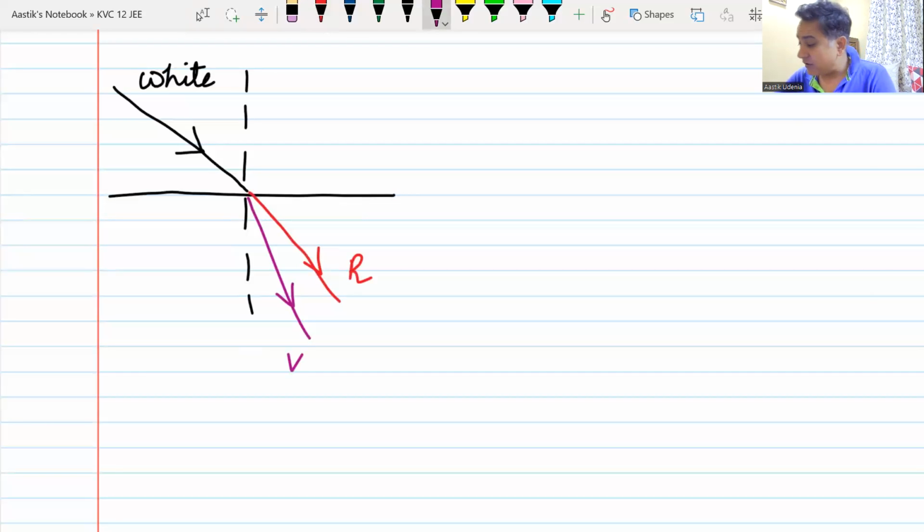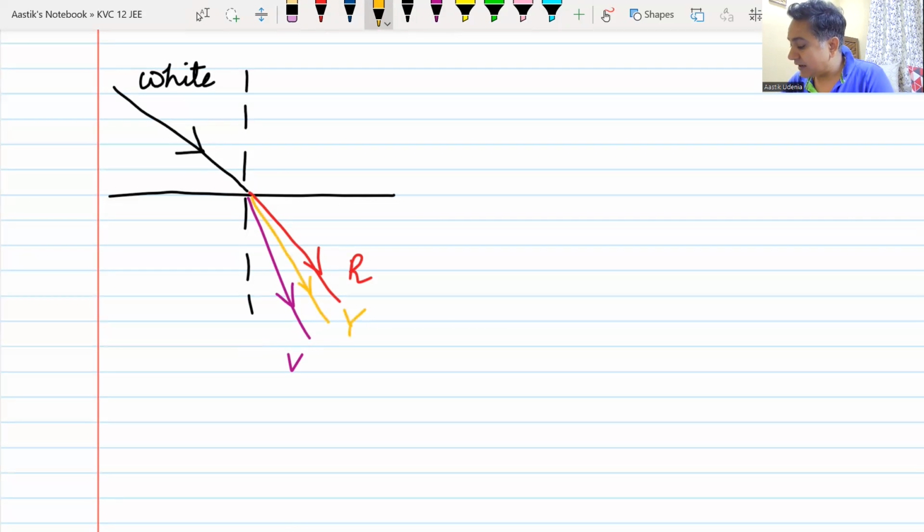The yellow one, and I don't have a yellow. Okay, let me create a yellow. Let me use this as yellow. Yes, I can use it. This is yellow. The yellow one is somewhere in between. Do we understand this? Yes, sir.